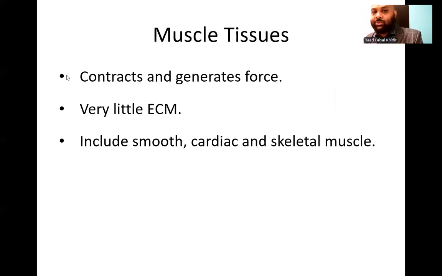The muscle tissues are different from the connective tissue and the epithelial tissue. They contract and they generate force, and they have very little extracellular matrix, and they include smooth, cardiac and skeletal muscle. Remember, people think that muscle means your skeletal muscle. No, you also have your smooth muscle. What's an example of smooth muscle? That's your blood vessels.